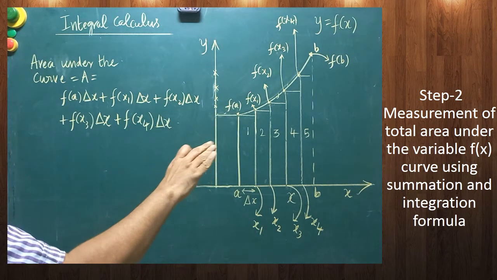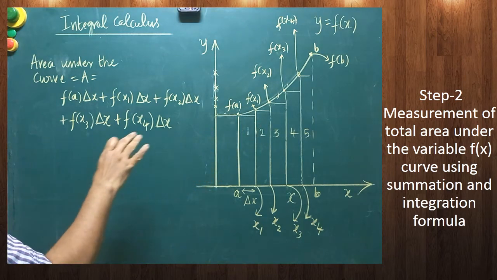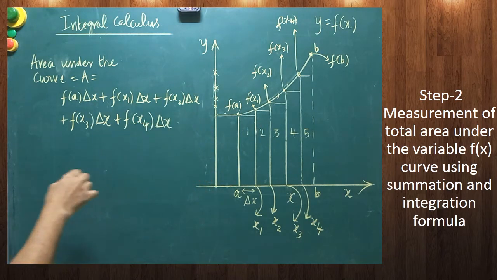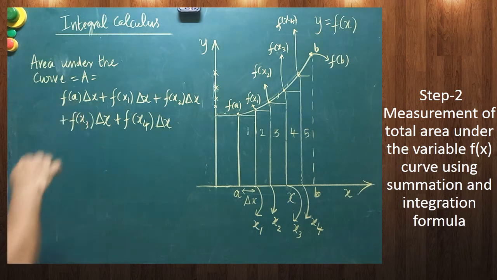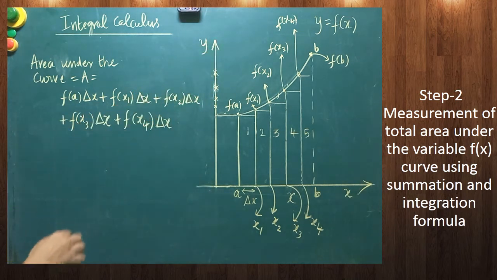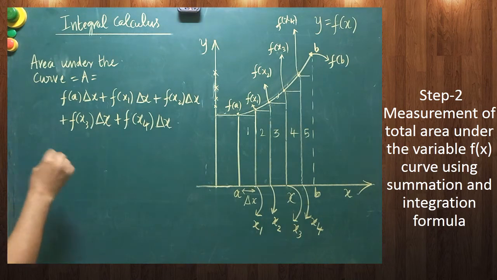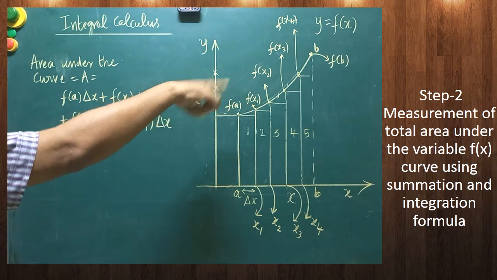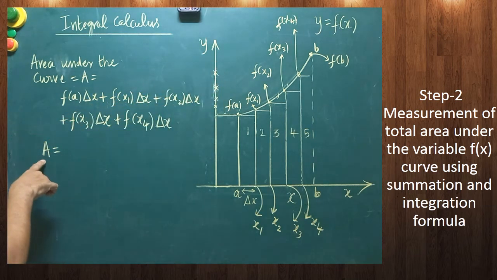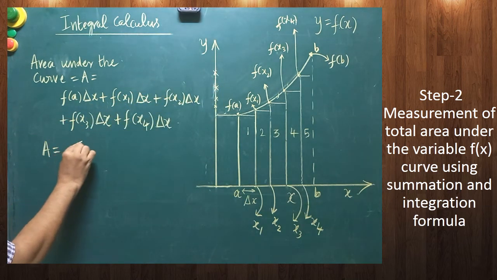Totally how many strips are there? 5 strips are there. All the 5 strips, their individual areas are calculated. If you add everything, if you summate everything, you will get the total area under the curve. Now what we have to do? Here A can be written. What is A? Area under the curve, that is called the total area. Now everything is to be summated.